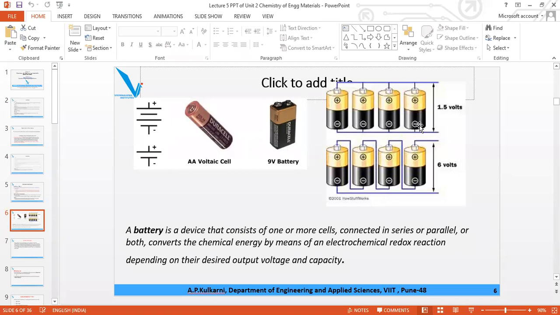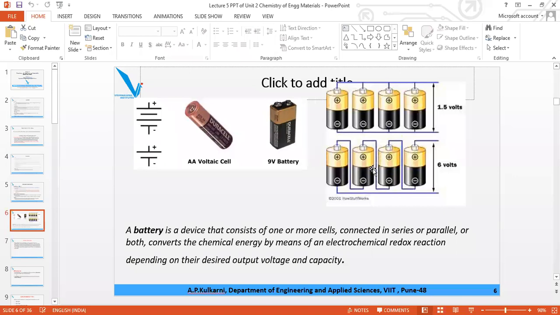Now here you can see how many cells are there, each having the voltage 1.5. They are arranged here. So 1, 2, 3, 4, 5, 6, 7, 8. So in a battery pack, there are 8 cells.